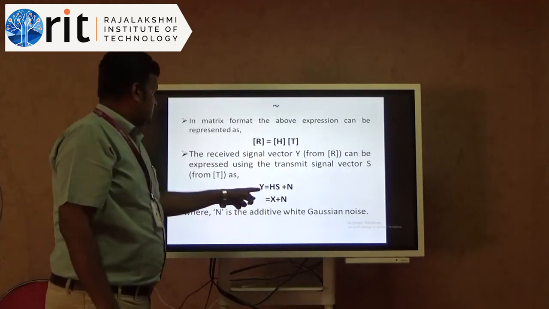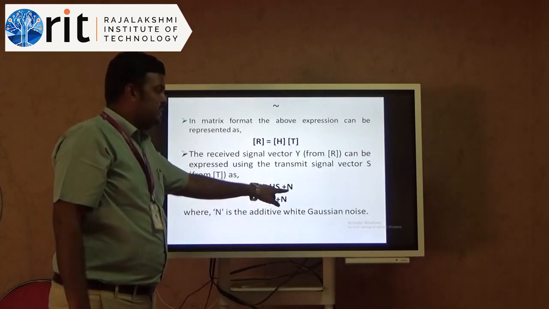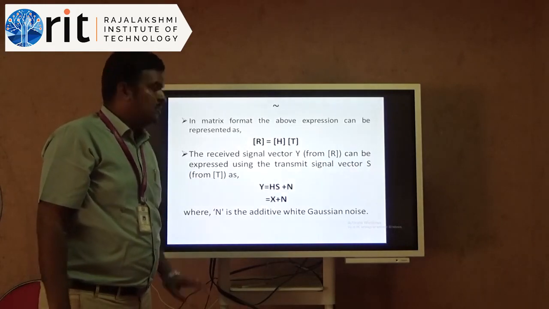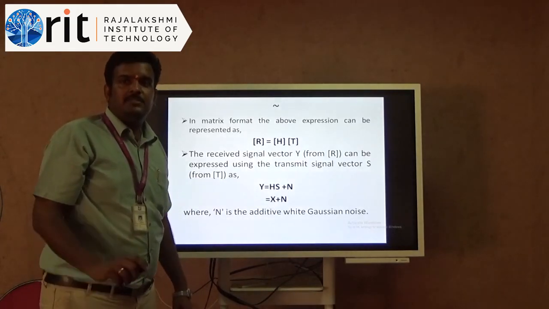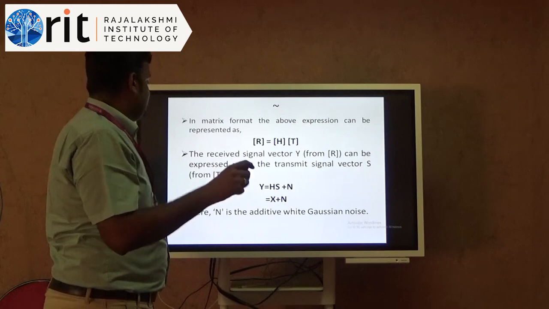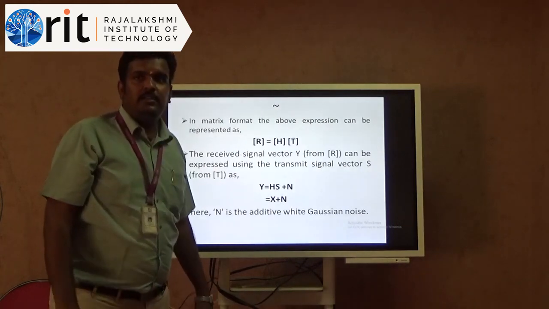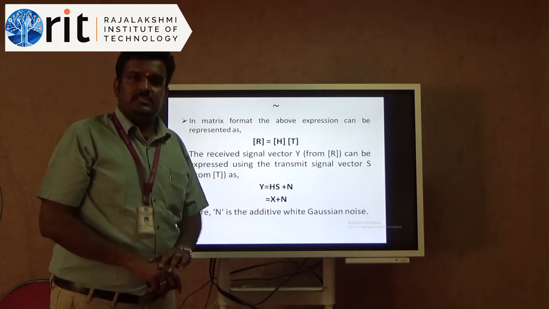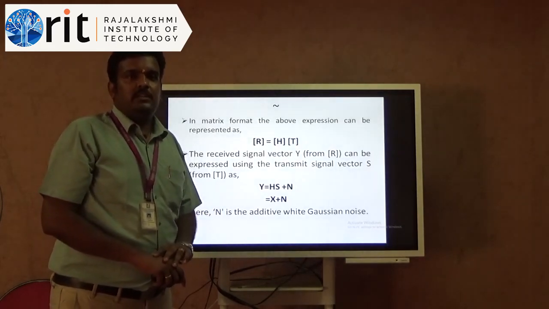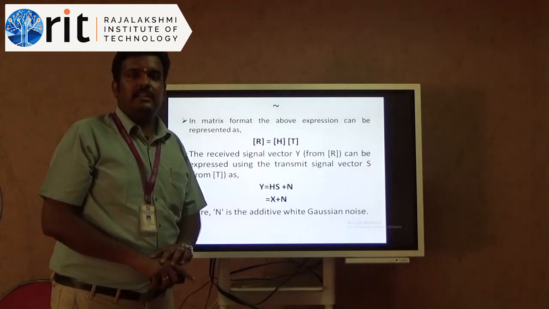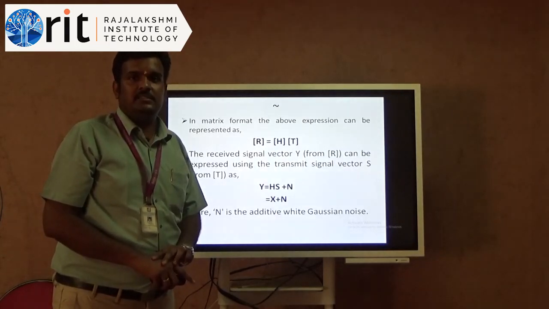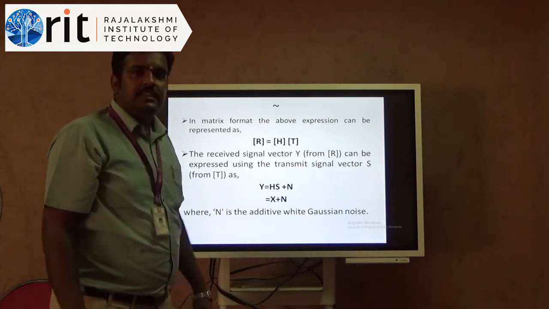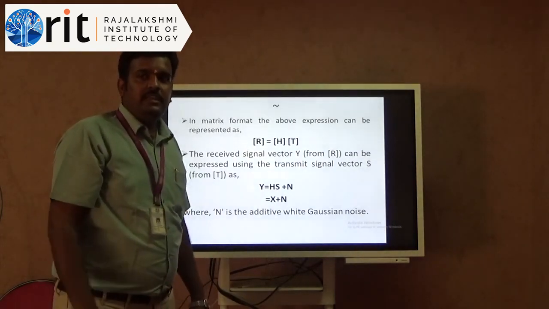It is to be noted that there is an additional parameter N added to the equation. What is N? N corresponds to the additive white Gaussian noise, because we know very well that in a delay dispersive environment like a wireless channel, noise is inevitable. So for our assumption, the standard white Gaussian noise is considered. N corresponds to the additive white Gaussian noise involved in the communication process.